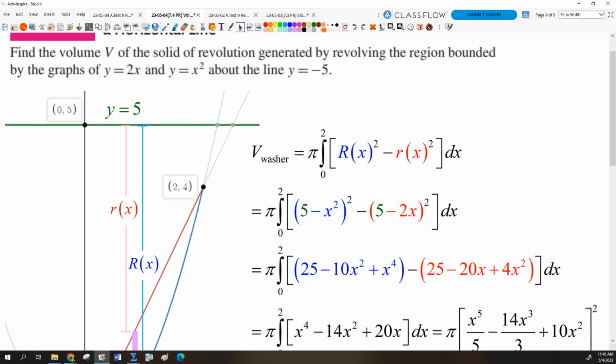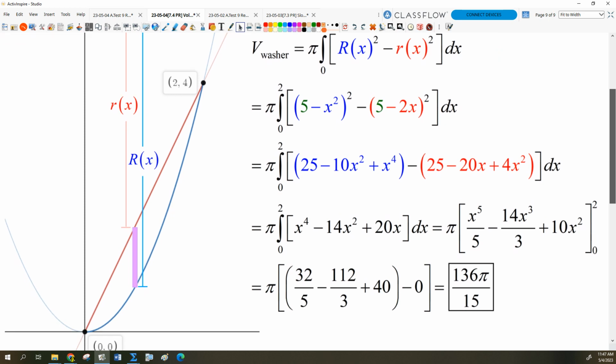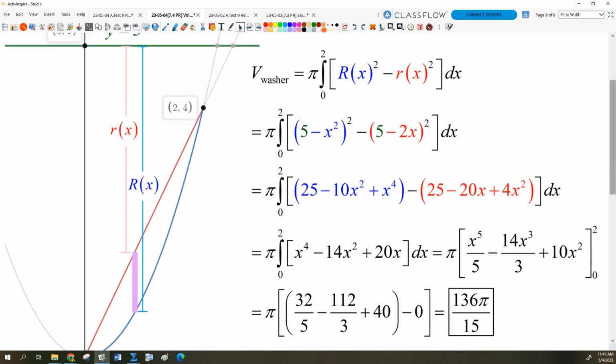So wouldn't everybody agree then, if I'm going to do a revolution here using discs or washers about a horizontal line, I'm going to have to make vertical slices because my slices have to slice through the axis perpendicularly, right? So these are vertical slices. Well, vertical slices are functions of x, right? Because vertical slices cut through the x-axis, right? So now what's that look like? Okay, so here's one of my slices, right?